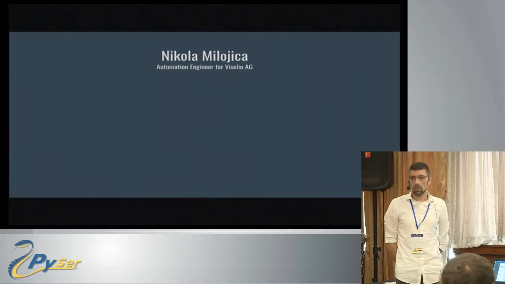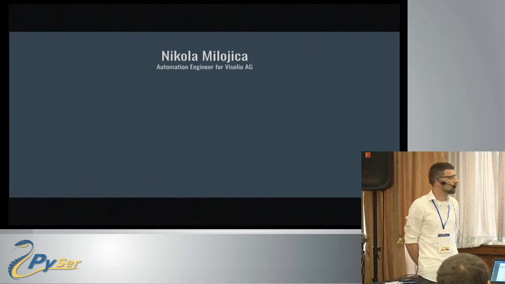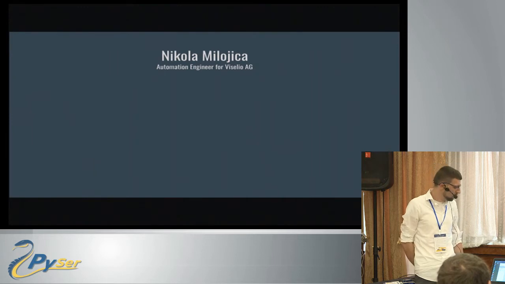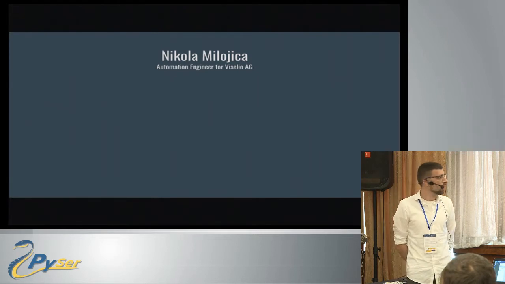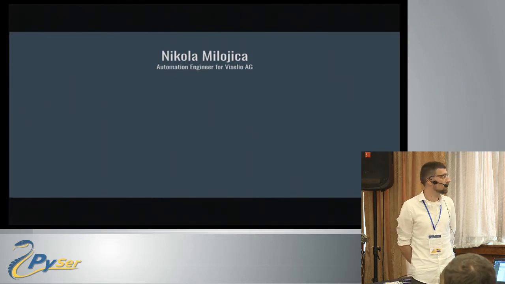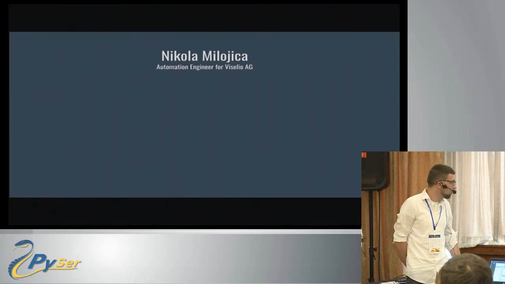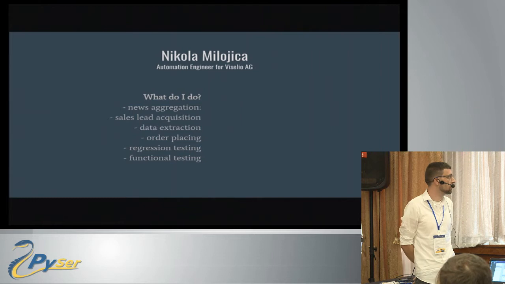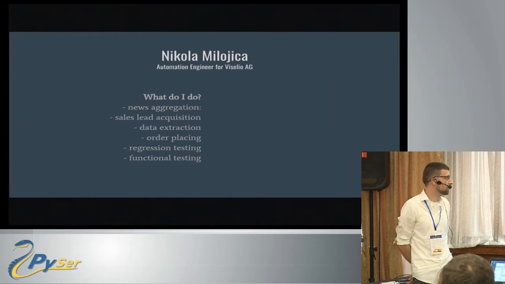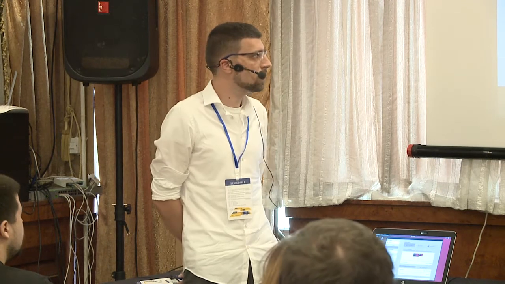My name is Nikola Milojica, and I'm currently working as the automation engineer for Viselio. In this Swiss startup, my job is to essentially write Python code that runs automated processes and as such avoid losing people's time and nerves. One of the jobs I do there is news aggregation, sales lead acquisition, data structure, order placing, and regression testing and functional testing. I usually write scripts, but from time to time I'll also do a bit of object-oriented programming.